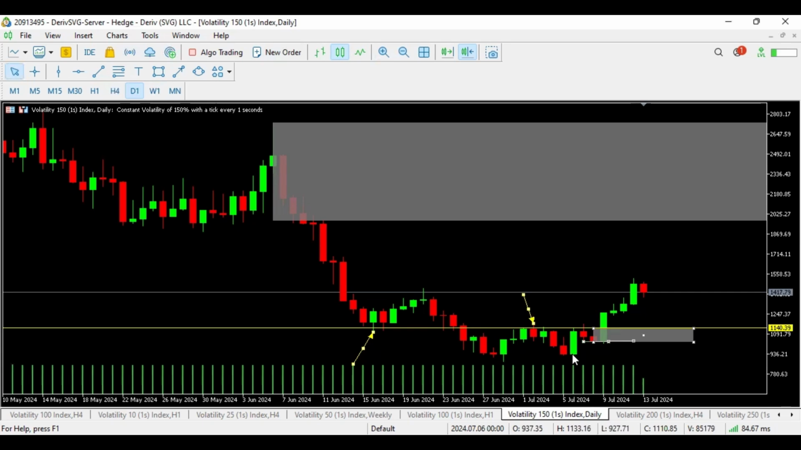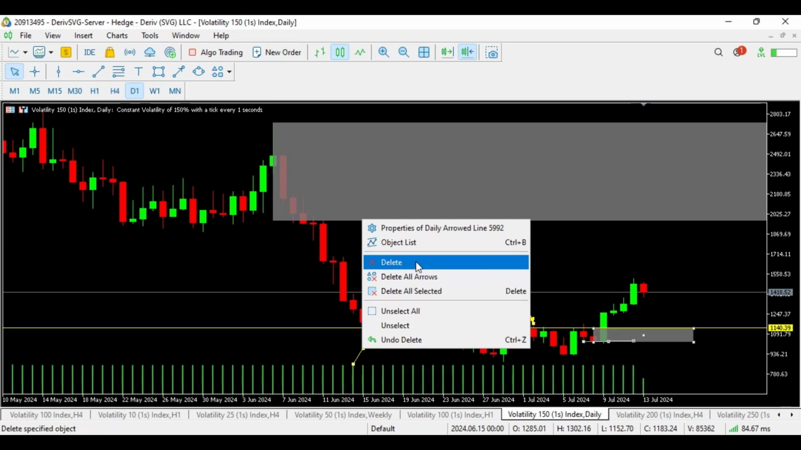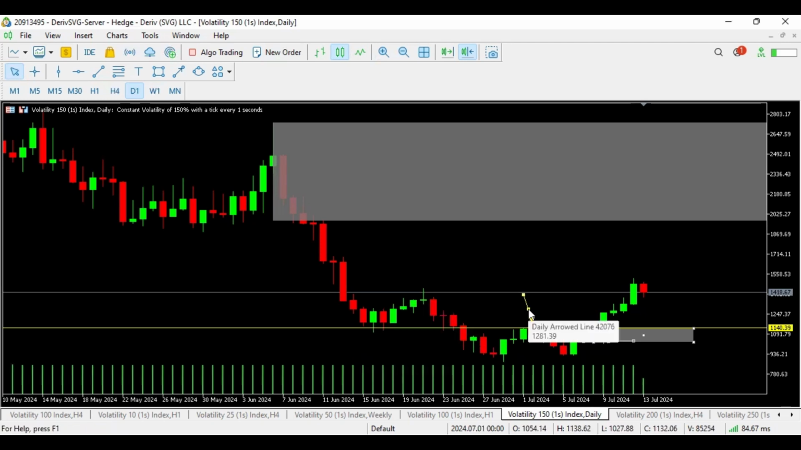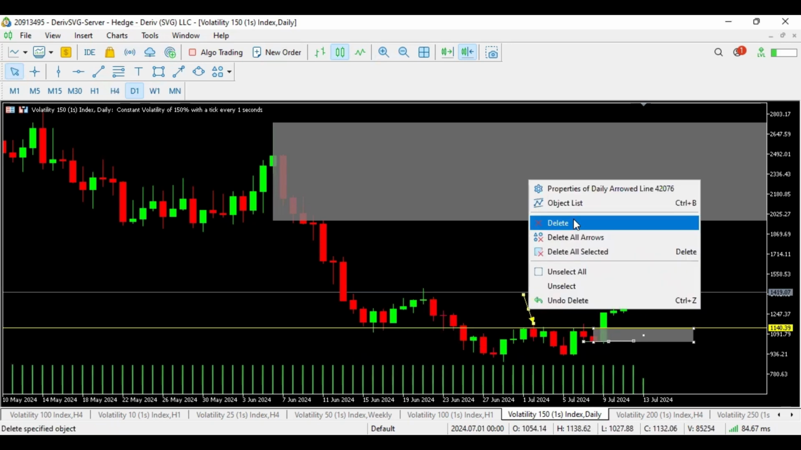So what does that mean to you? It means somewhere around that line, there are a lot of orders being placed. And that is why every time the market reaches that line, it tends to change direction.